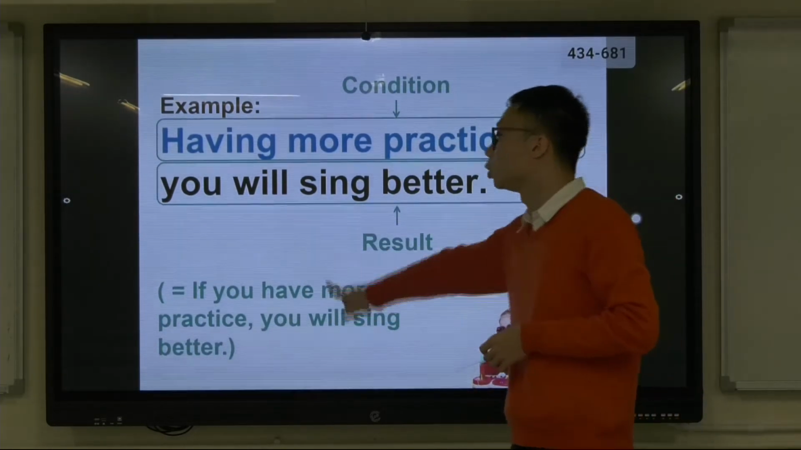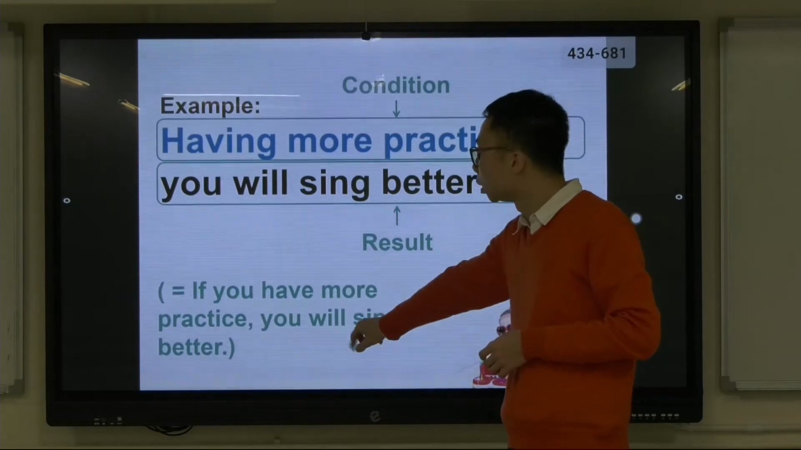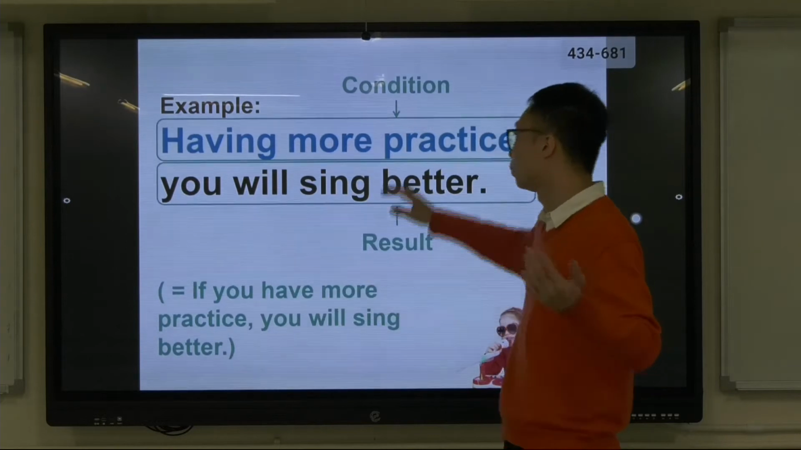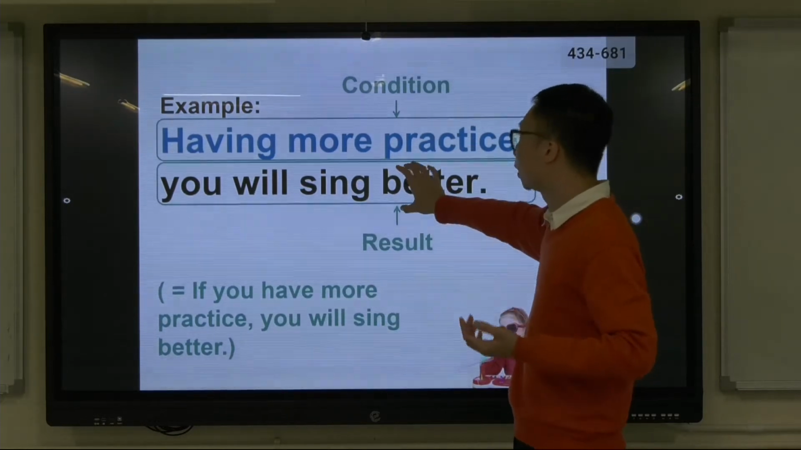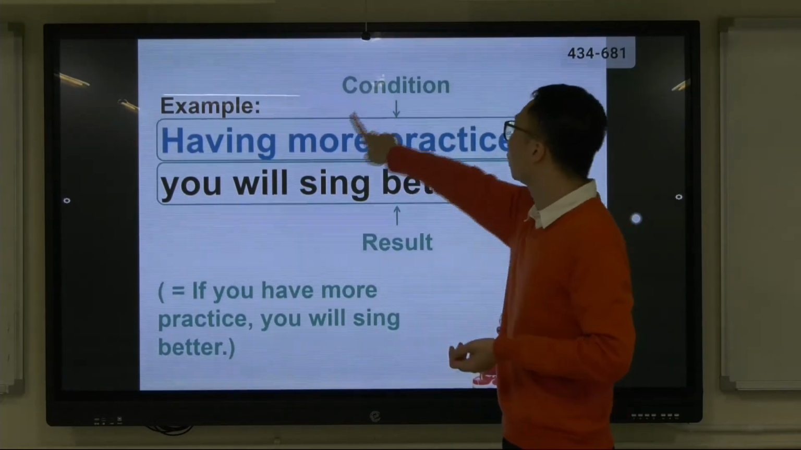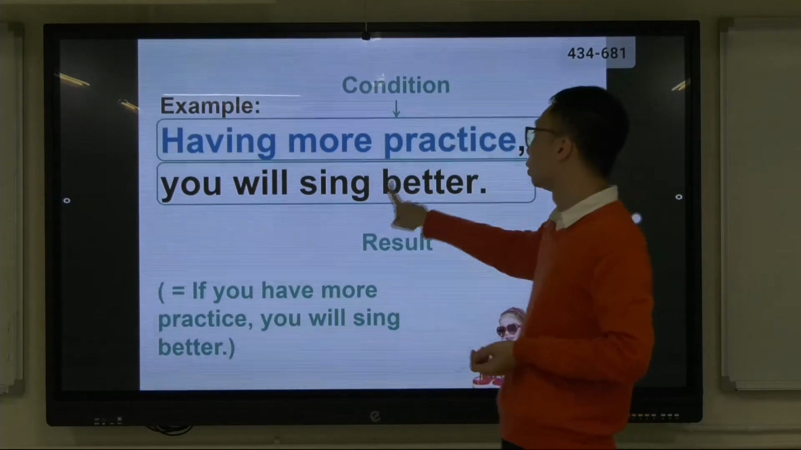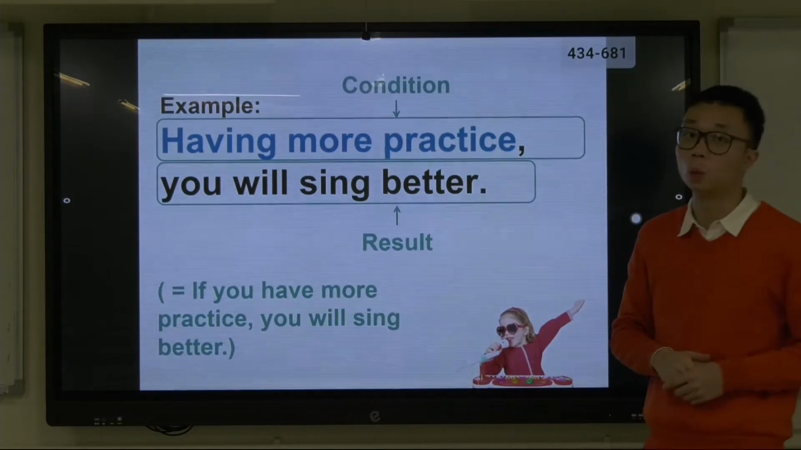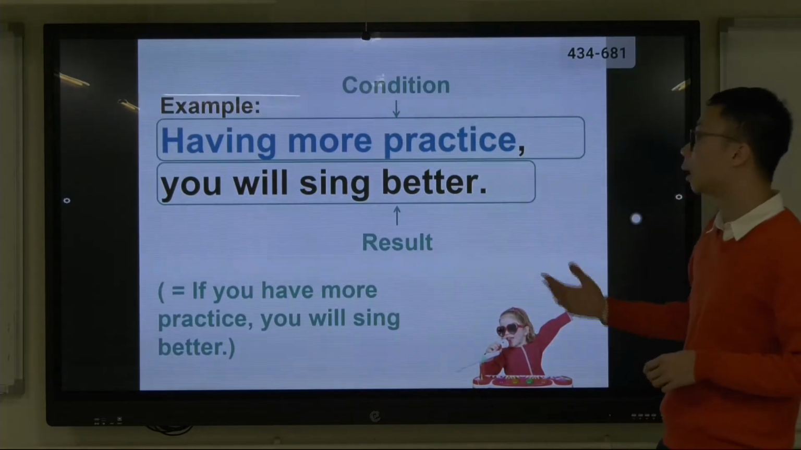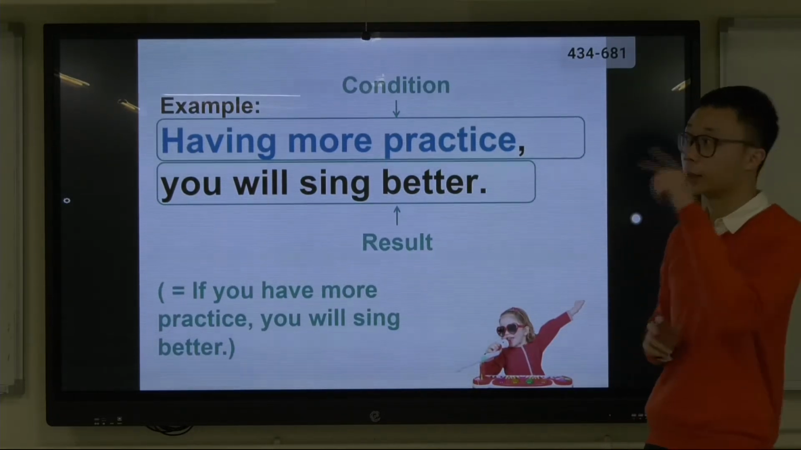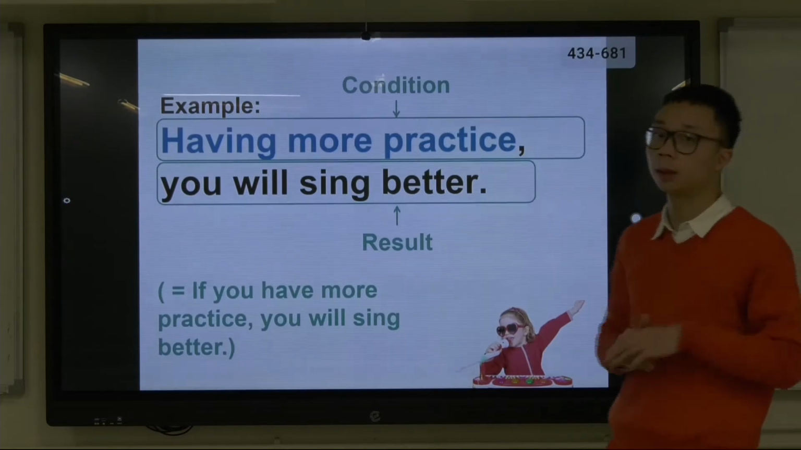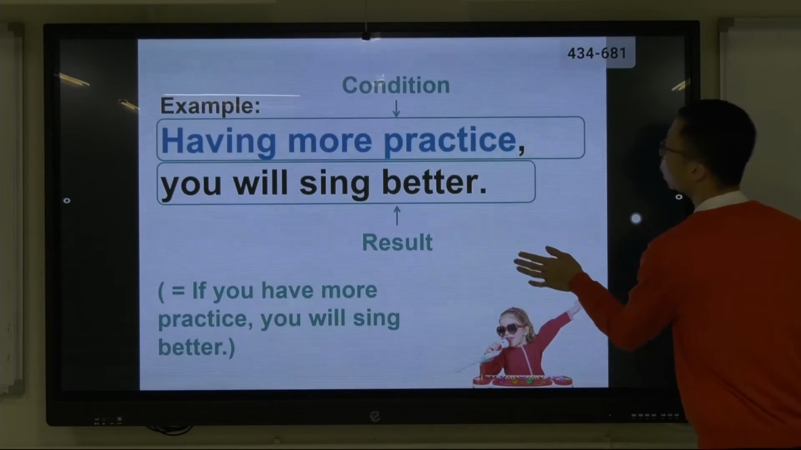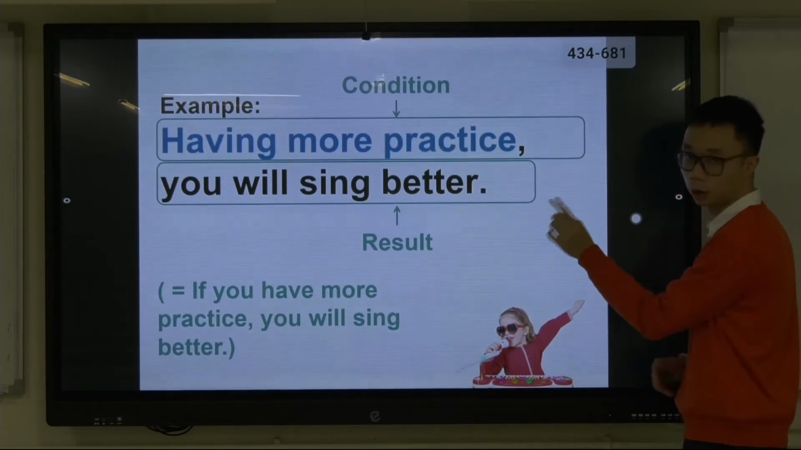This is the result. Just like the if clause, you just put a comma, the same thing. You will sing better is the result. If you do that, you'll get that. So 如果你係做多啲嘅練習，你就會唱得好啲啦。The if condition is the same thing. This is another way to say how you do things with a present participle in a writing form. Make sure you keep it in your writing. All right, got it.